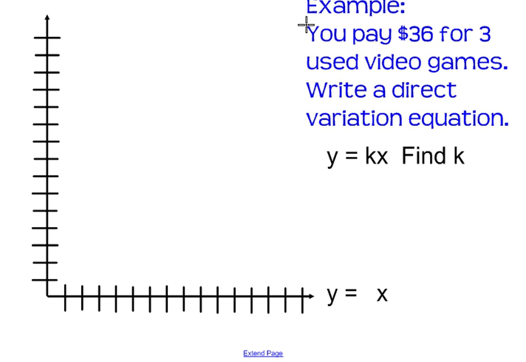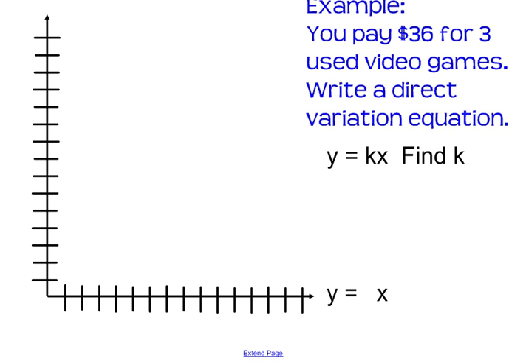So here's a different example that we haven't seen yet. You pay $36 for 3 used video games, and I'm asking you to write a direct variation equation. Well, we know what direct variation equations look like. We've seen 2 examples now. And this one you might be able to figure out pretty easily in your head if you know the relationship between 36 and 3. But if this were a more difficult problem that did not use 36 and 3, I want to show you how we would figure this out.